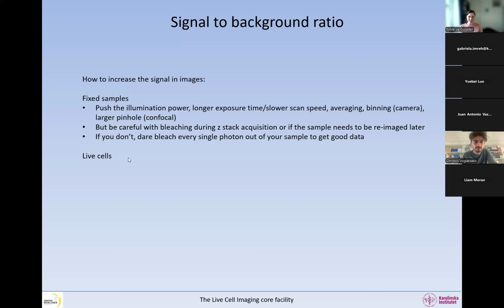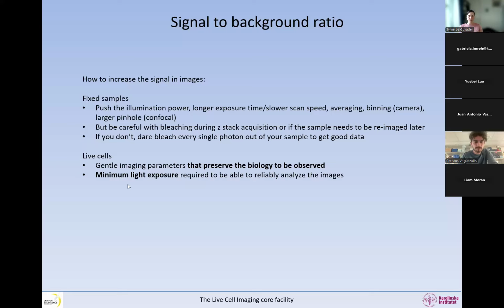So if you image live cells, you have to be a lot more gentle with the imaging parameters, because you want to preserve the biology that you're observing and that you're measuring. This is very important, that the biology that you're measuring is not affected by the imaging process itself. So in that case, you want minimum light exposure. So the minimum required to be able to reliably analyze the images.